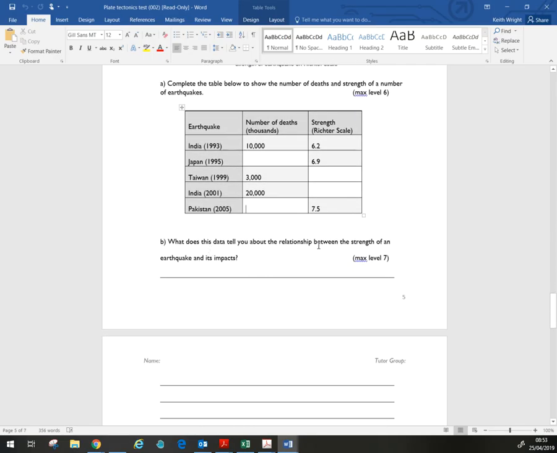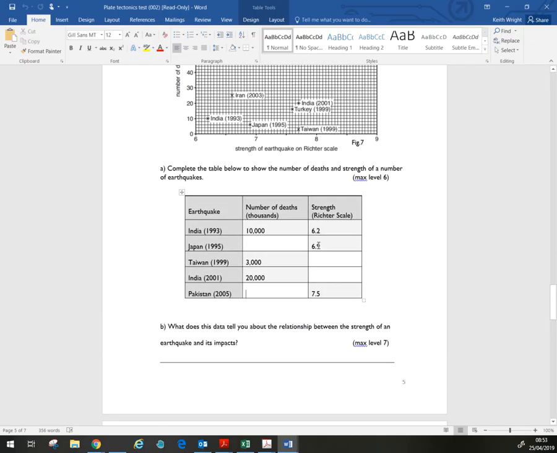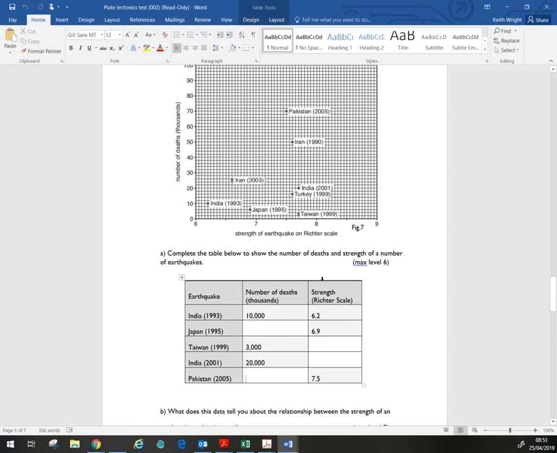What does the data tell us about the relationship between the strength of an earthquake and its impact? So once you've filled in this table, and you can look at the graph as well, we can see, well, is there any actual correlation? Could we put a best fit line from it? So with increasing strength, is there in fact more deaths? Well, no. There is in some cases.